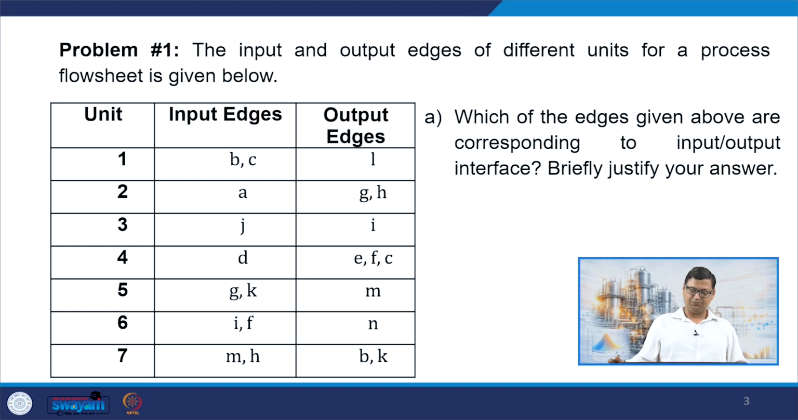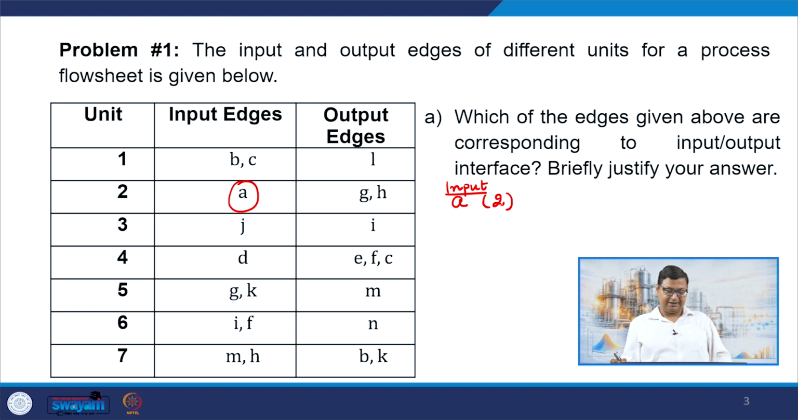So, let us say for example, if I look at the edge A, we locate whether A is the output edge of any of the other units, and we see that it is not, right. So, therefore, A is an interface, and this is clearly an input interface because it is input to unit 2. This is for unit 2. And then similarly, we go ahead and do it for B.